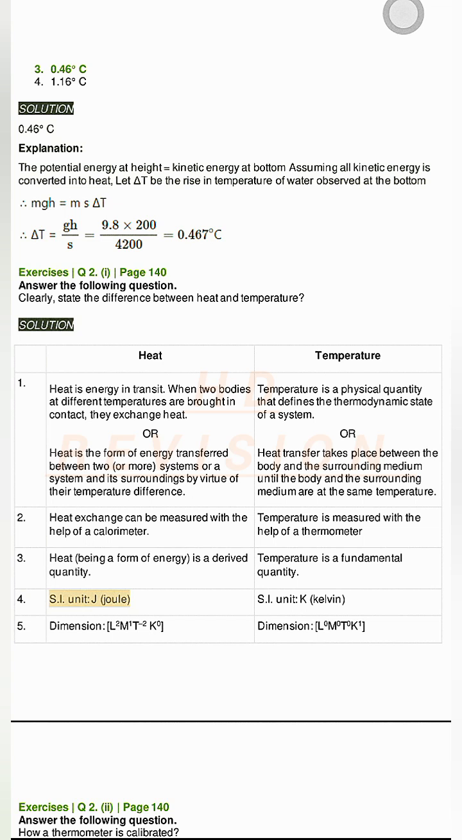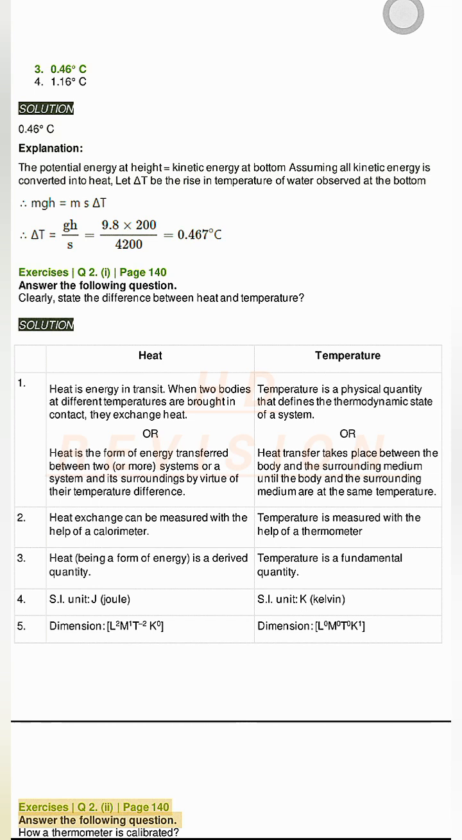4. SI unit of heat: J, joule. SI unit of temperature: K, kelvin. 5. Dimension of heat: L²M¹T⁻²K⁰. Dimension of temperature: L⁰M⁰T⁰K¹.